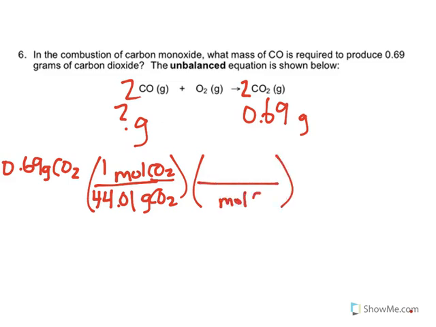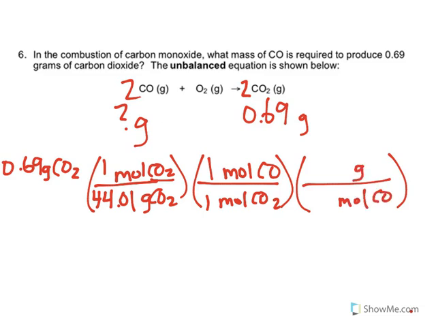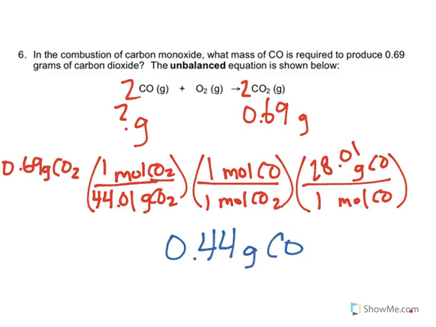Times, get rid of the moles of the CO2. I need to go to moles of the CO. I see a 2 and a 2, so this is a 2 to 2 or a 1 to 1 ratio. And lastly, moles of CO to grams of CO. 1 mole of this guy is 28.01 grams. Plugging this in the calculator, 2 sig figs will be in our answer. Should come out to be 0.44 grams of CO.